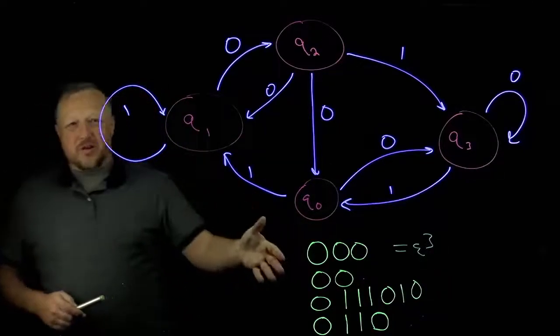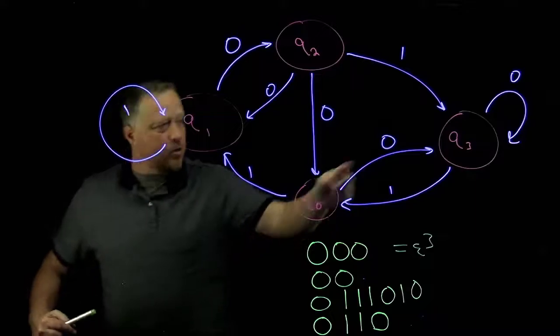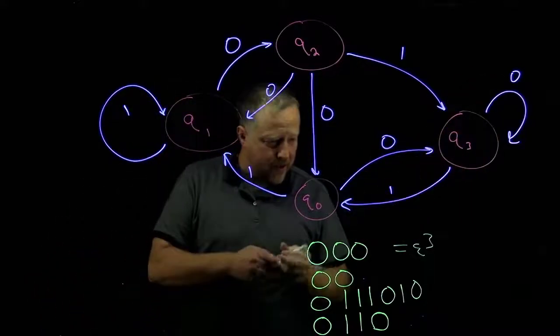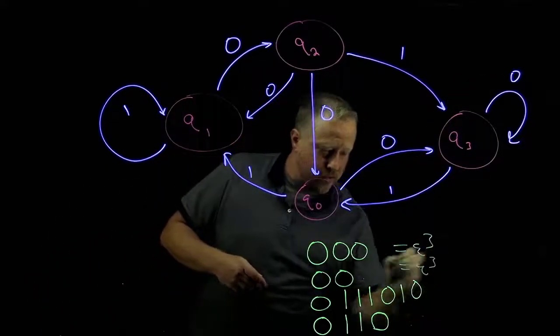Really, the next one's going to be the same thing, to be honest. You start off at Q0, go to 0, and then do another 0. It ends up at Q3 as well. So that's another state 3.